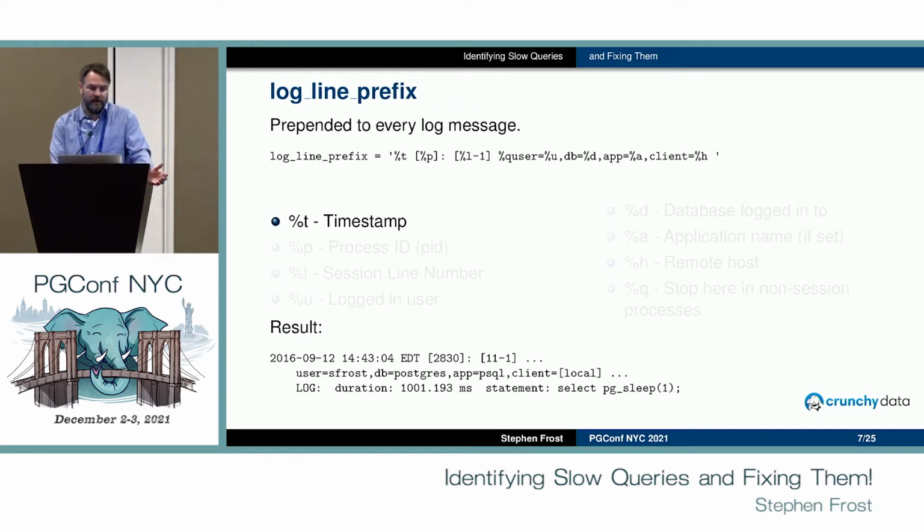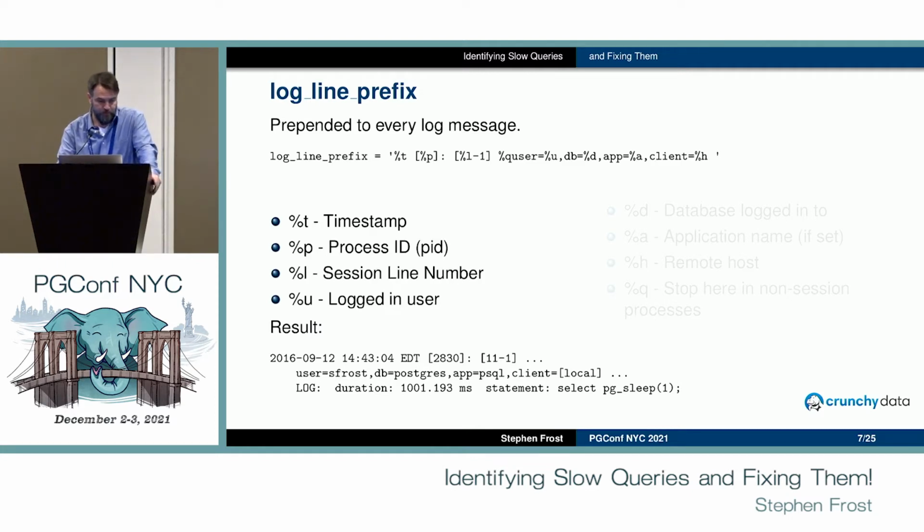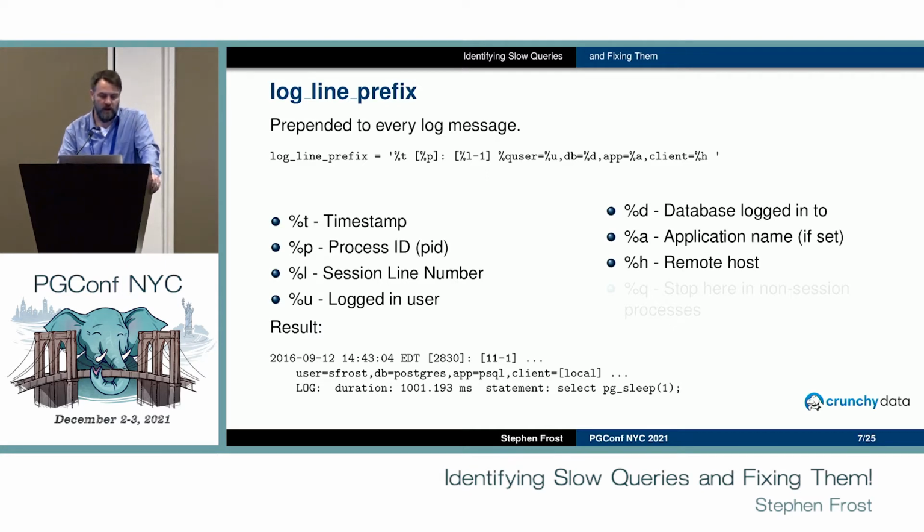When you are logging, there's a lot of useful information that you want to log, and the way you get that information is by using log_line_prefix. So this is an example: timestamp, process ID, things like that that are really useful. This is largely pulled from PgBadger's default expectation. Now, PgBadger is actually pretty smart. It can figure out what your log_line_prefix is, so you don't have to use this, but I find it's a pretty good log_line_prefix to use.